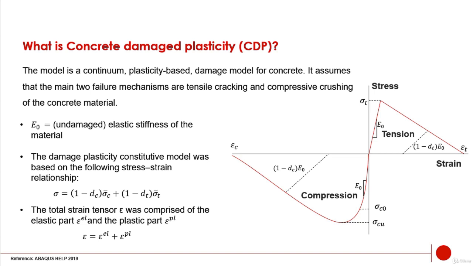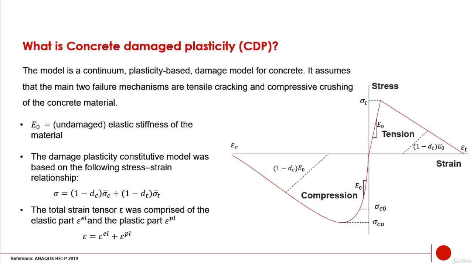Under uniaxial compression, the response is linear until the initial yield, which is here. In the plastic regime, the response is typically characterized by stress hardening, followed by stress softening beyond the ultimate stress, which is this point. In total, the damage plasticity continuum model is based on the following stress-strain relationship, where we combine the compression and tension, and the total strain tensor is like this.